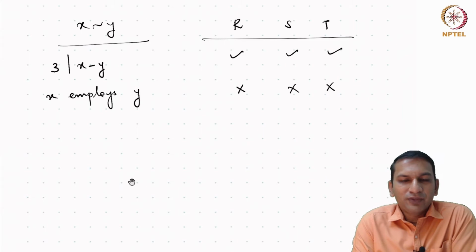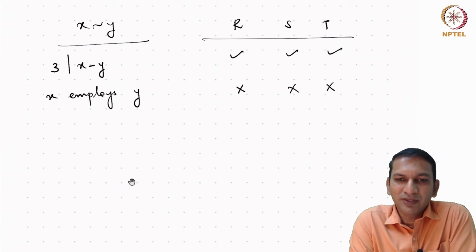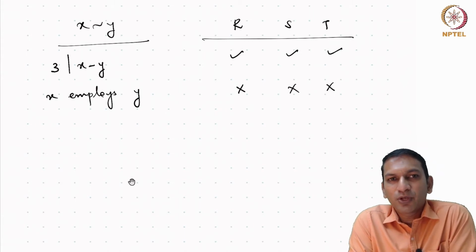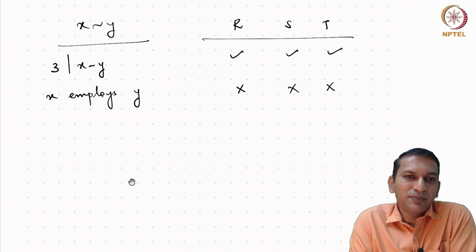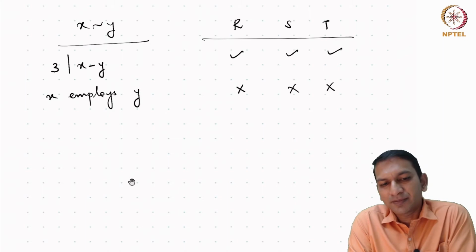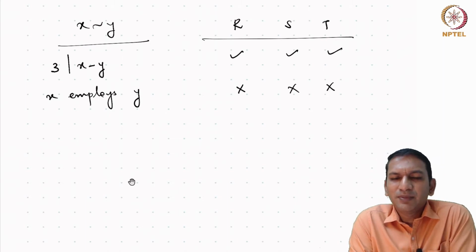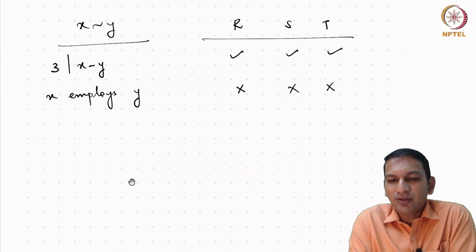So if you think of this, a person may not be employed in his own company, so x may not be reflexive. If x employs y, doesn't mean that y also employs x. That's not true, so it's not symmetric. And clearly it is not transitive. If x employs y and y employs z, it does not mean that x employs z, because x could have one company A and y could have another company B, and so x may not be employing z. So here is a simple example of a relation which is neither reflexive, symmetric, nor transitive.